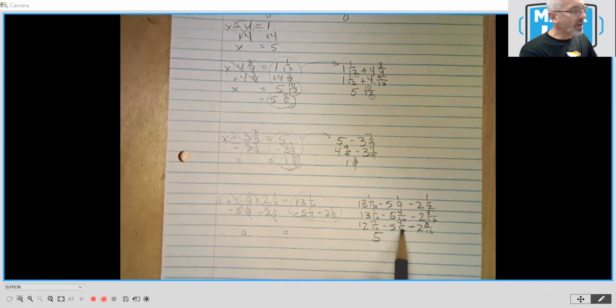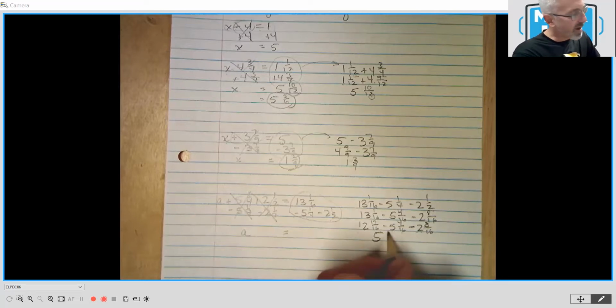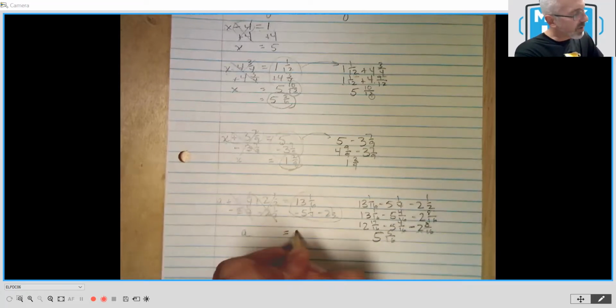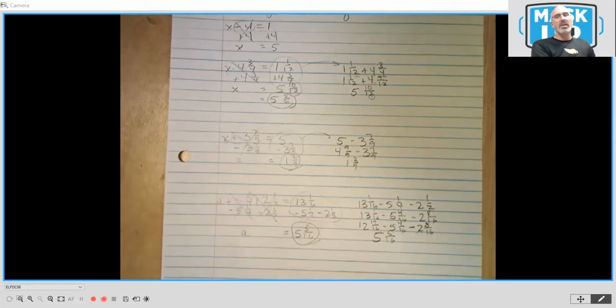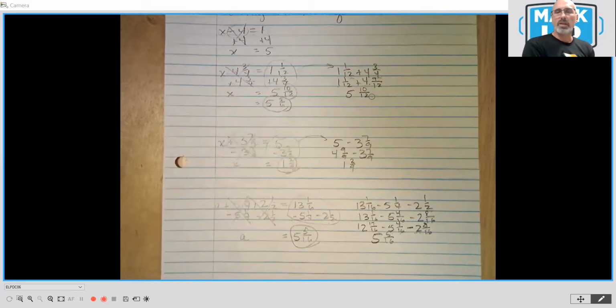Now we have three fractions all in 12ths. 14/12 minus 3/12, that's 11/12, minus 6/12 would be 5/12. So our answer is 5 and 5/12. So now you have the basics to solve one-step equations using fractions and mixed numbers. Go and practice.